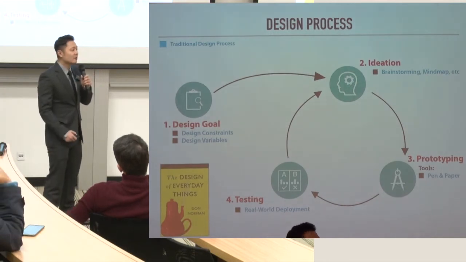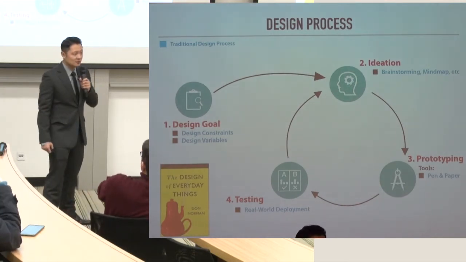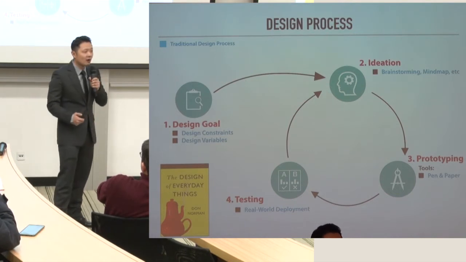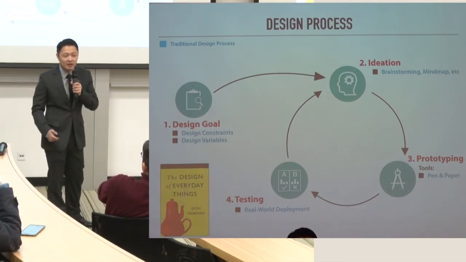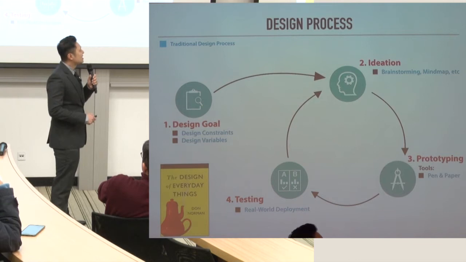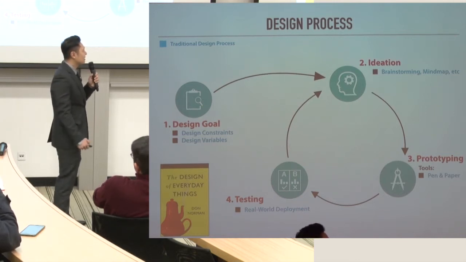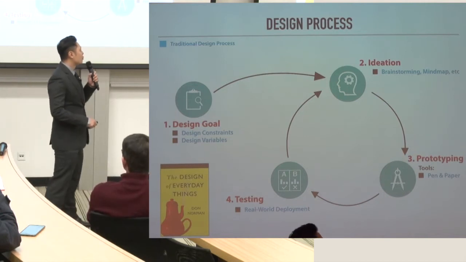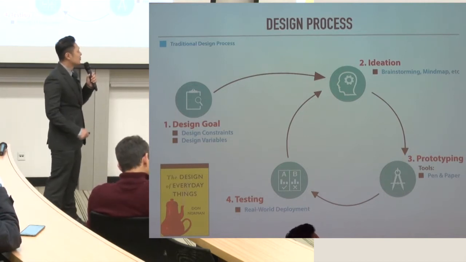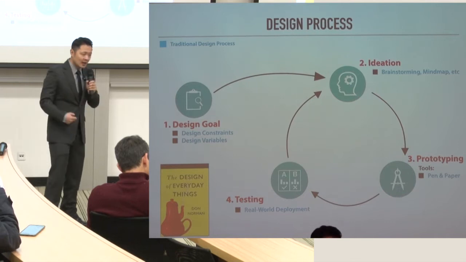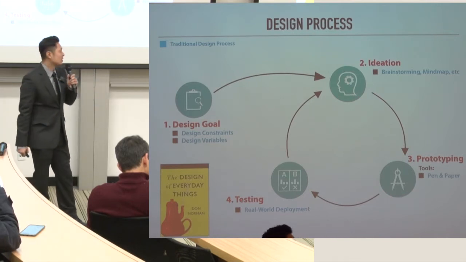To design something, we'll go through a design process. Again, you probably can find a lot of design process diagrams on the internet. So today, I'll adopt and simplify the one from this famous book, The Design of Everyday Things, by a well-known design expert, Professor Don Norman. In general, it's an iterative process.